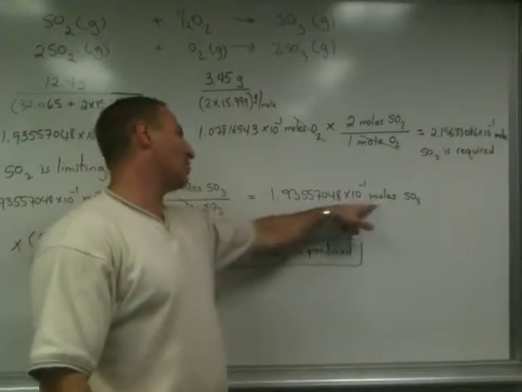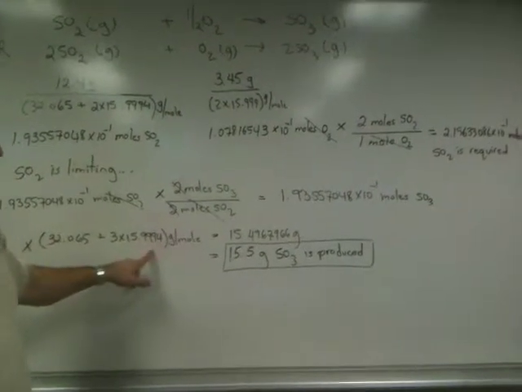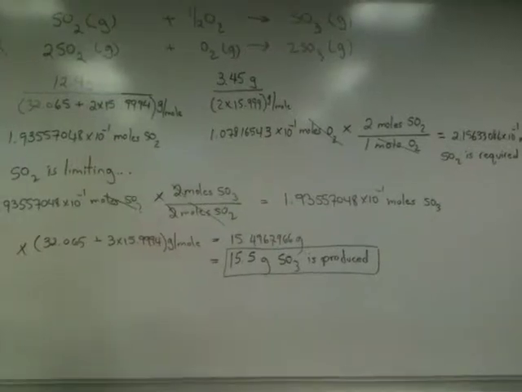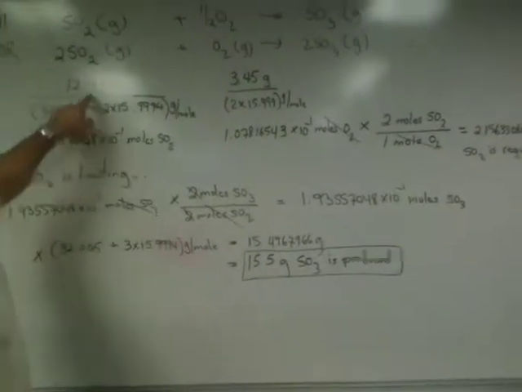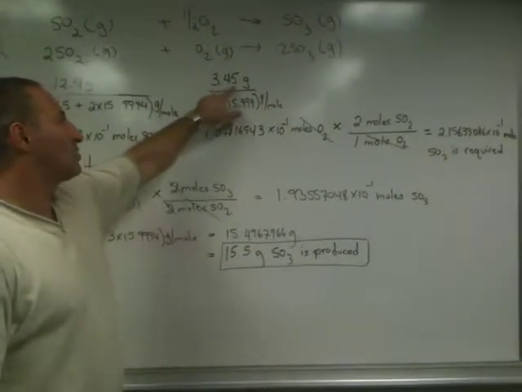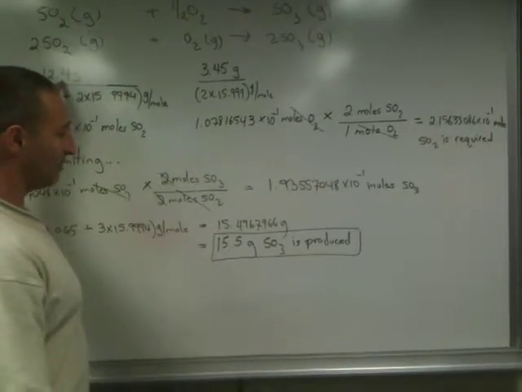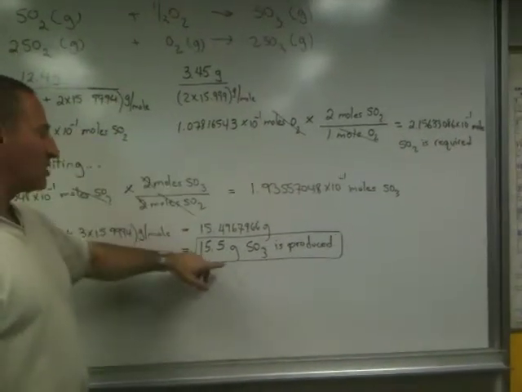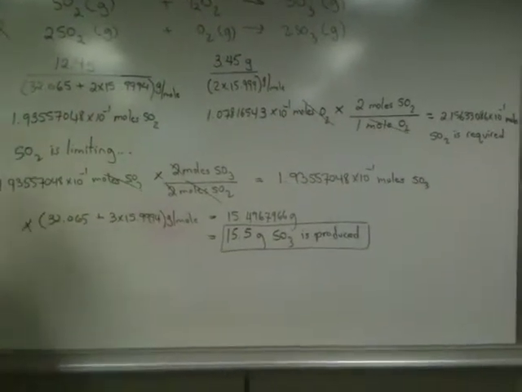SO3. So that's how many moles of SO3 is produced, and then I simply multiply by the molar mass of SO3 to find that it produces 15.496 grams of SO3. Again, there are only 3 significant figures. The question was posed with only 3 significant figures in the numbers that were given, so the answer can only contain 3 significant figures, and it comes out to 15.5 grams of SO3 produced.